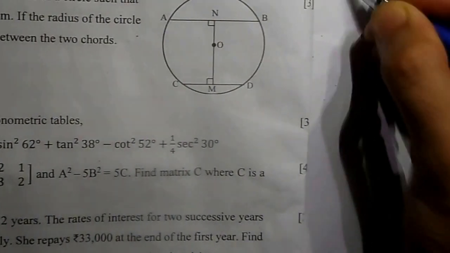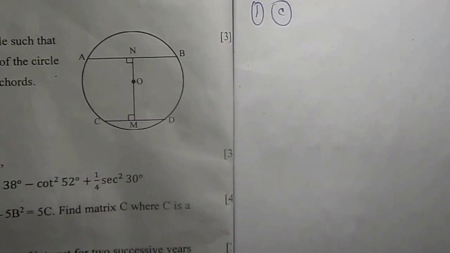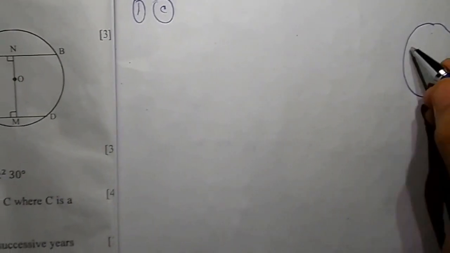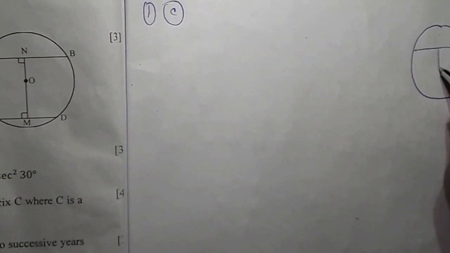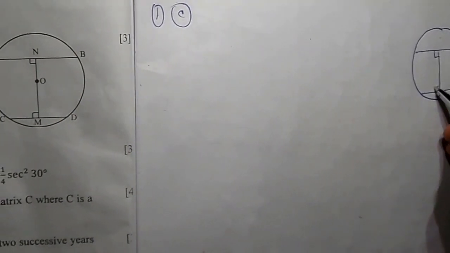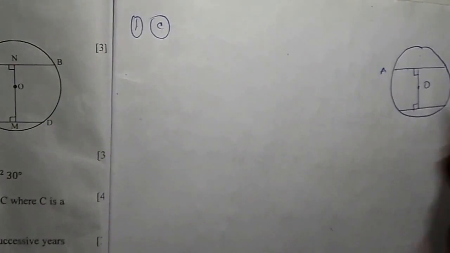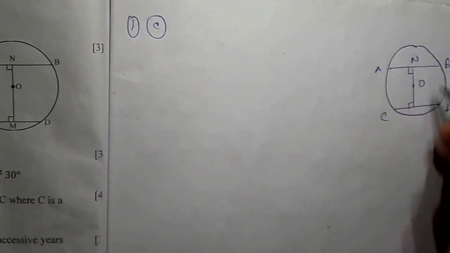I said that already. So first let's draw the circle. Now this is the circle. Well, I'm sorry for my circle, it's not a circle. And this is something like this. This is the right angle, this is the right angle, this is the center of the circle, A, B, C, D, this is N, and this is M.